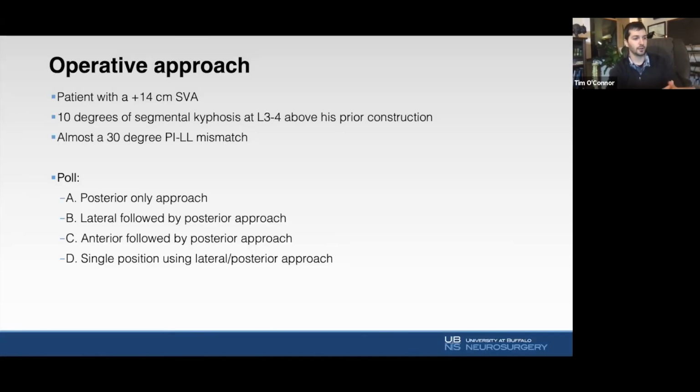And so this goes out to the audience. For this patient, what operative approach would you use for this? Okay, great. We can see the results. Okay, great. So, it looks like there's a lot of good options available for this. You can go posterior, you can go ventral, you can do anything in between.